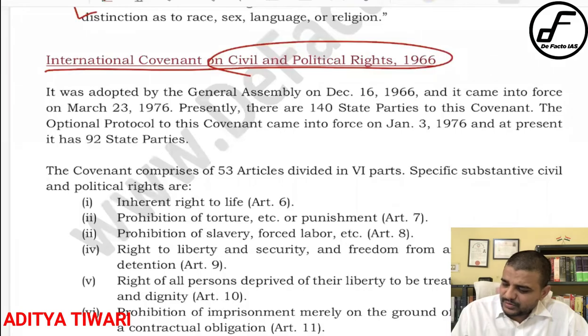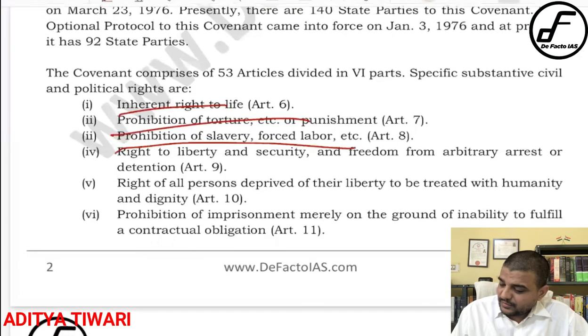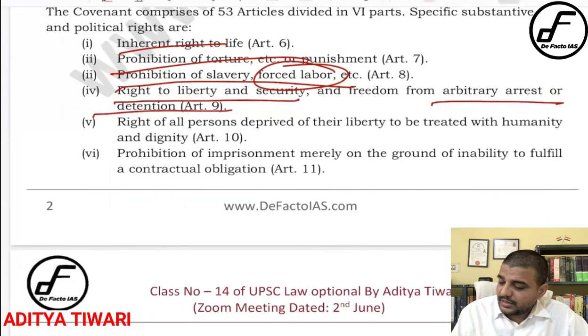See, inherent right to life, prohibition of torture, right? Prohibition of slavery and forced labor. They were already there in our Constitution, right, by default from the beginning. Right to liberty and security, freedom from arbitrary arrest and detention, already there in our Constitution. Right of all persons deprived of their liberty to be treated with humanity and dignity.